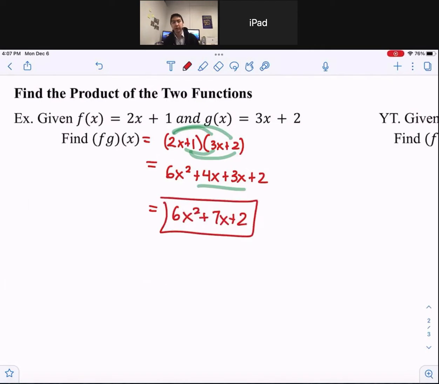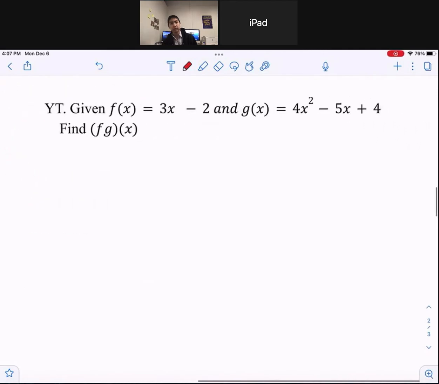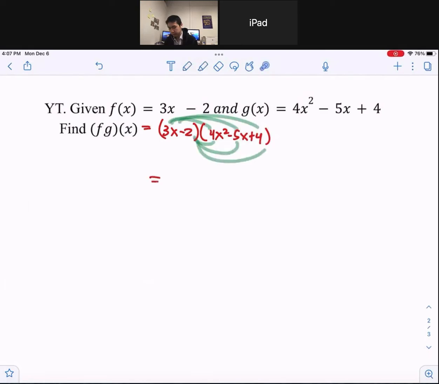Okay, you guys try. See how you guys do with this one. Pause it and see how you guys do. Okay, so we got 3x minus 2. That's f function times the g function, 4x squared minus 5x plus 4. Okay, so you guys are going to do distribution, right? So 3x squared times 4x squared is 12x to the third. 3x times negative 5x is negative 15x squared. And 3x times 4, you guys, is 12x.